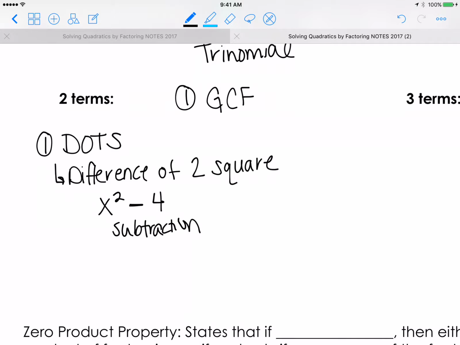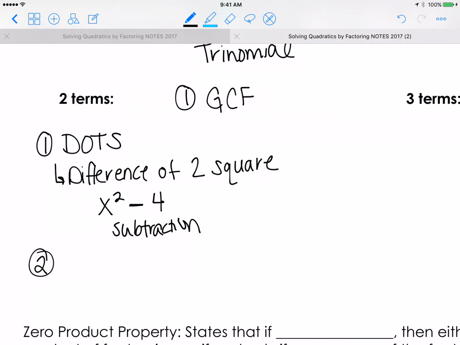We've got to be very familiar with our perfect squares. So what are perfect squares? Anything that multiplies by itself to give us our number. 1 times 1 is 1. 2 times 2, 4 is a perfect square. 3 times 3, 9 is a perfect square. So we need to be very familiar with our perfect squares.